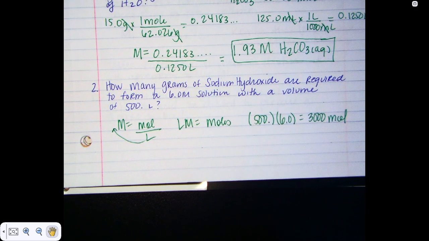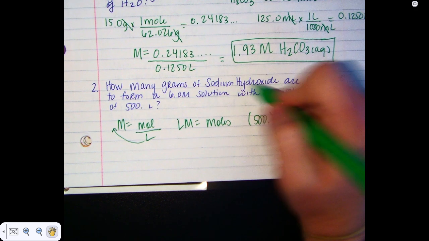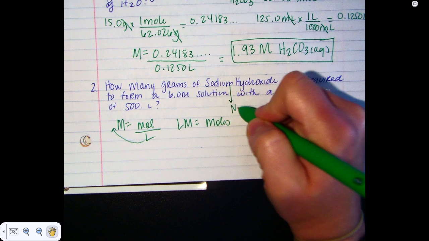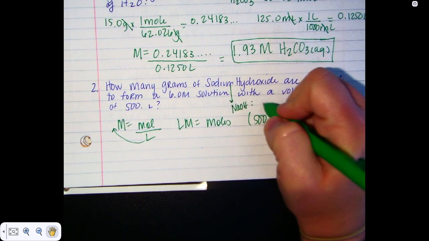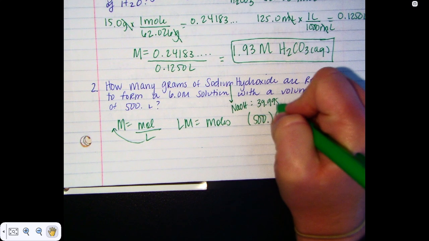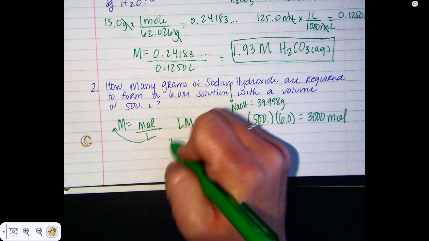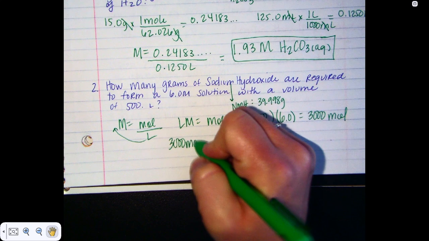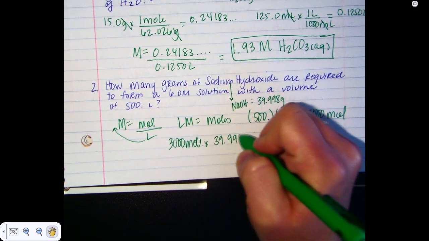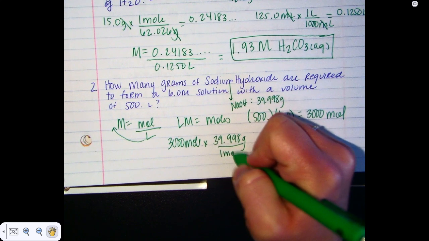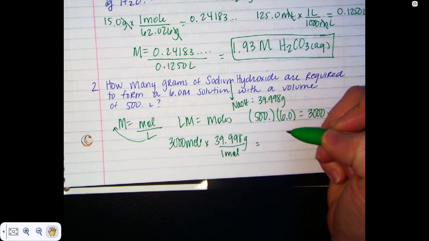Okay. And then I need to get grams. Well, to get grams, I know I need my molar mass. So sodium hydroxide, NaOH, has a molar mass of 39.998 grams. So 3,000 moles times 39.998 grams over 1 mole is going to give me my grams.